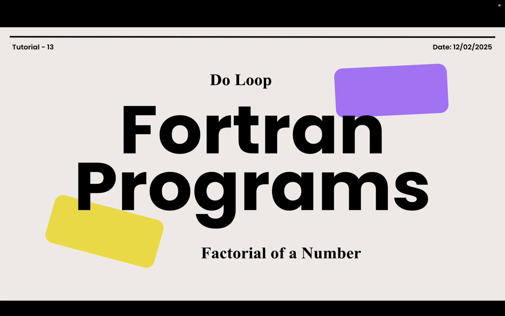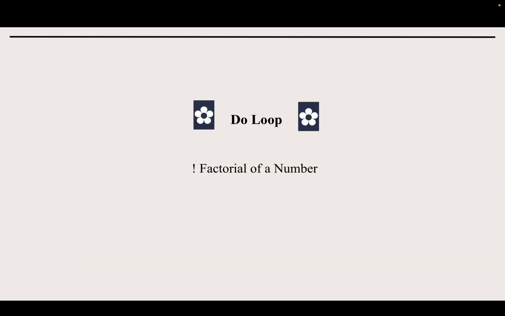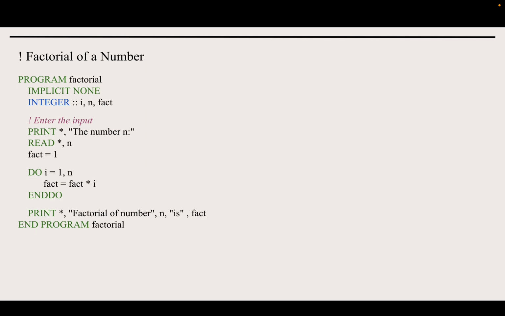So in today's session of Fortran programs, we will see how to use our do loop to find the factorial of any number. So here we will start with a factorial of a number. So the code for the same is here.